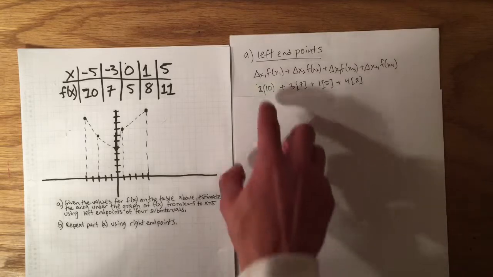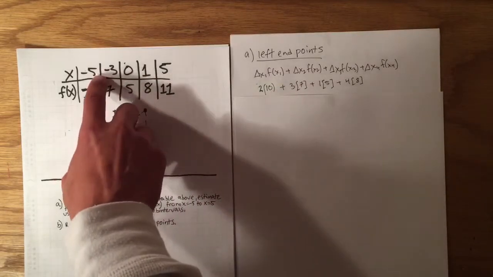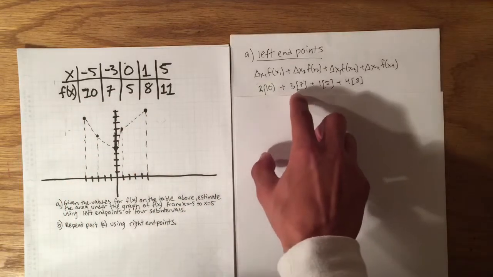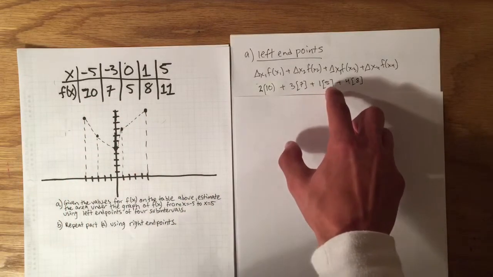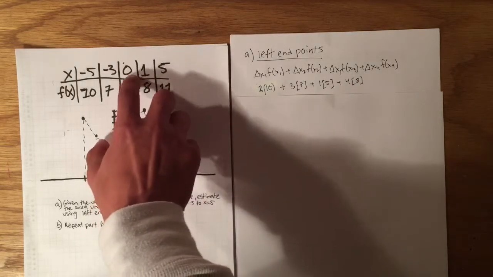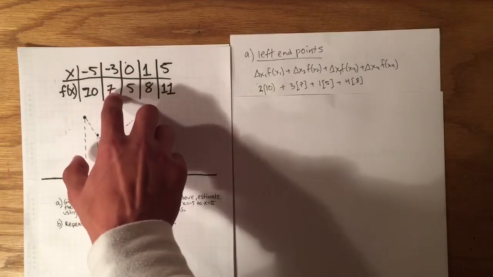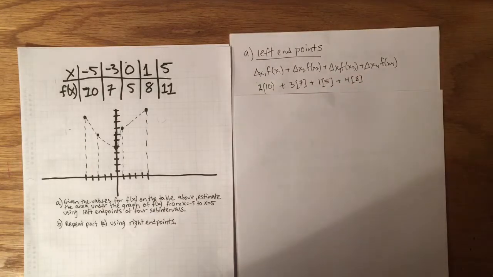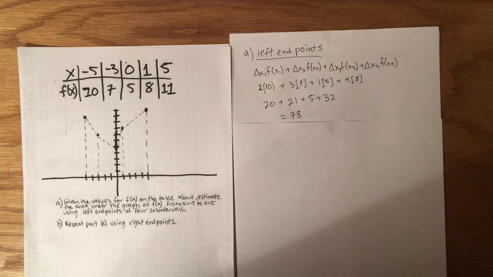In this case, it would be 2 times 10, because the distance between these 2 points is 2, and you want to take the left endpoint, so that's 10. Next, it would be 3 times 7 plus 1 times 5 plus 4 times 8, because of these distances here, here, and here. You want to take the left endpoints, so that's 7, 5, and 8, which is here, there, and there. Calculating that out, it would be 20 plus 21 plus 5 plus 32, and adding all that up, you get an answer of 78. So those are your left endpoints.